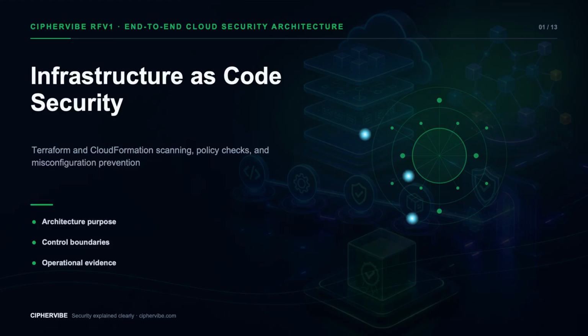Infrastructure as code turns cloud architecture into versioned, repeatable changes. Its security advantage is the ability to prevent unsafe configurations before they create resources, not merely detect them afterward. We will connect its purpose, design boundaries, implementation path, failure modes, and evidence of effectiveness.